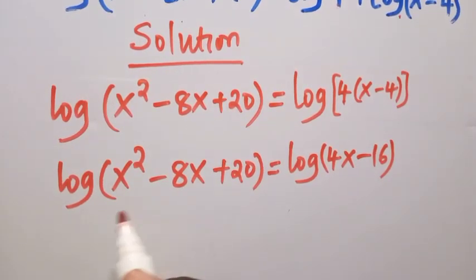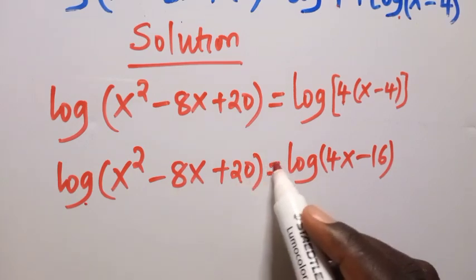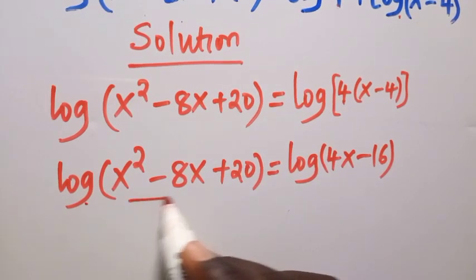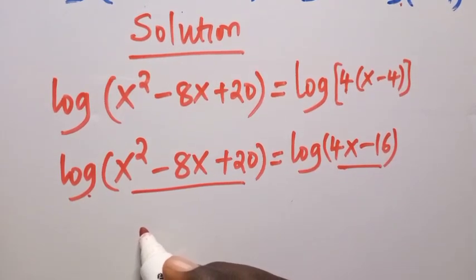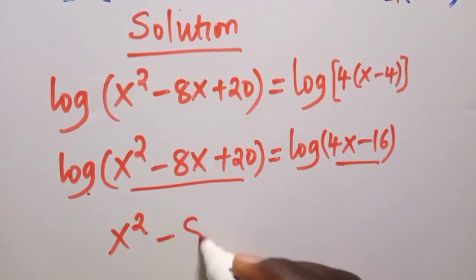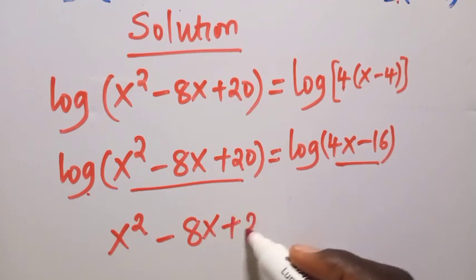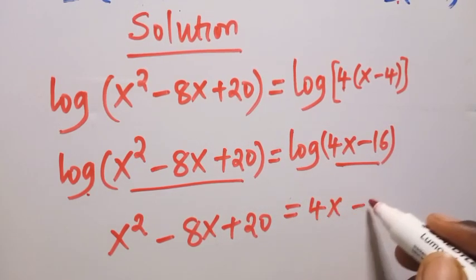Then from that point, these are logarithms of the same base and there is an equal sign in between, and therefore I can equate this one and this one directly, and therefore I shall have x squared minus 8x plus 20 equals 4x minus 16.